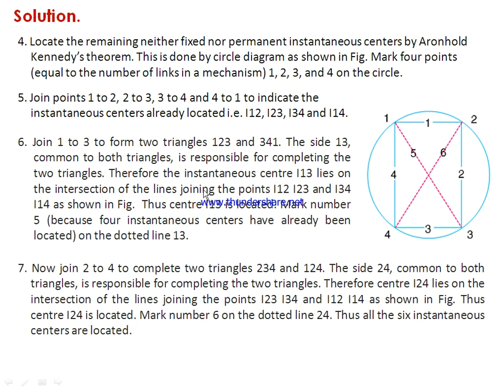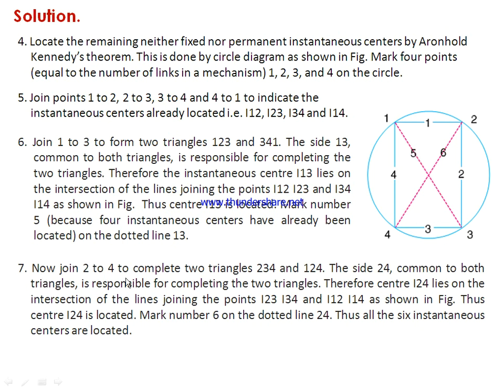Therefore, the instantaneous center I13 lies on the intersection of the lines joining the points I12, I23 and I34, I14, as shown in the figure here. So that means I13 will lie on the intersection of the lines containing I14, I43 and I12, I23. Thus the center I13 is located. Mark the number 5; this is the fifth instantaneous center.